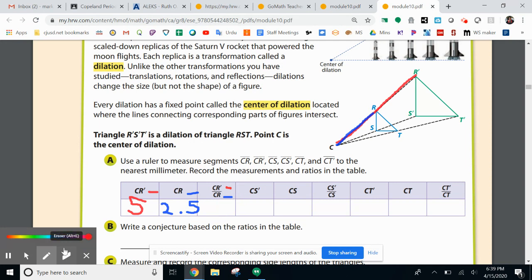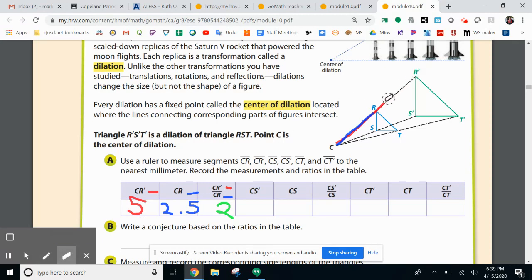And if I divide those distances, just like I have on this little fraction here, the red divided by the blue, I'm going to get 2, because 2.5 is only half of 5. So it takes 2 of those to make this. And so I'm going to measure these other distances as well.